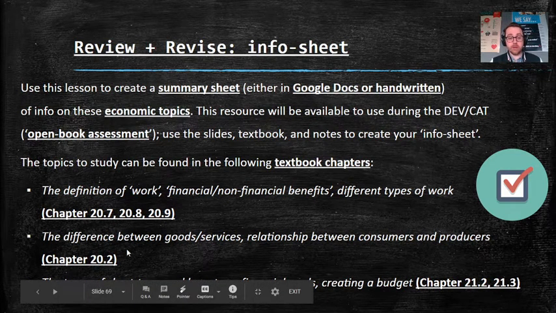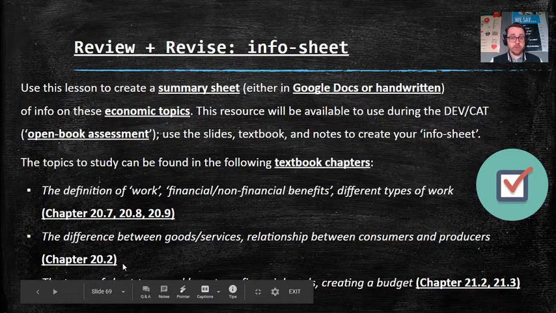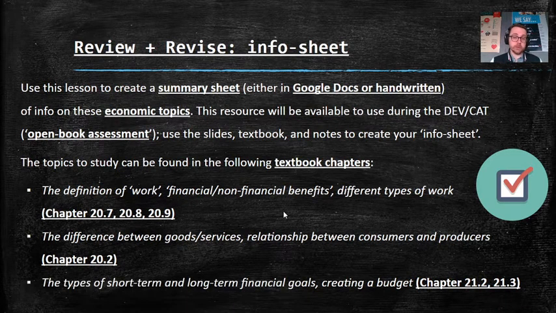The difference between goods and services, and then the relationship between consumers and producers, that's in chapter 20.2. And then finally, short-term and long-term financial goals, and then creating a budget, money saving tips, etc. That's in chapter 21, 21.2 and 21.3. And remember, those textbook chapters are available in Compass or in Google Classroom, or hopefully you actually have a physical textbook you can look at.